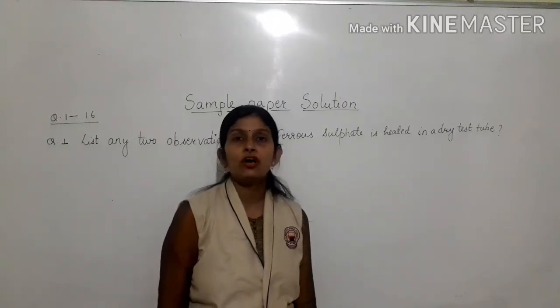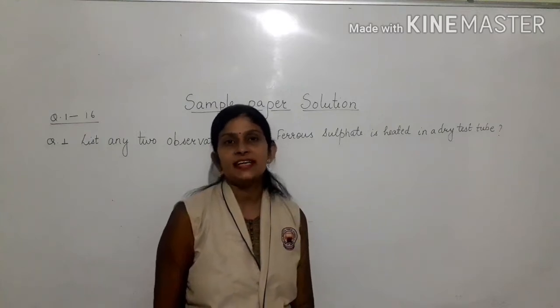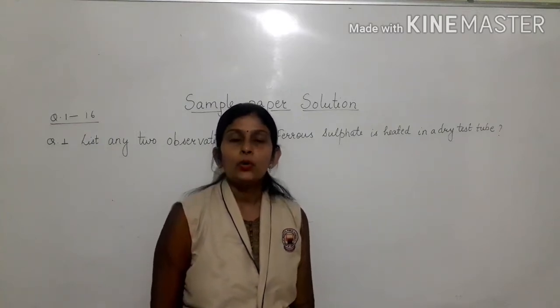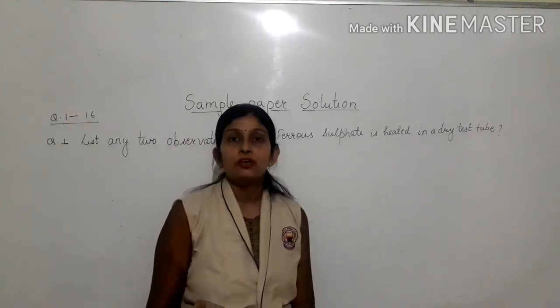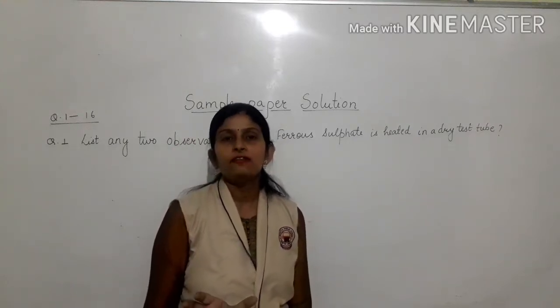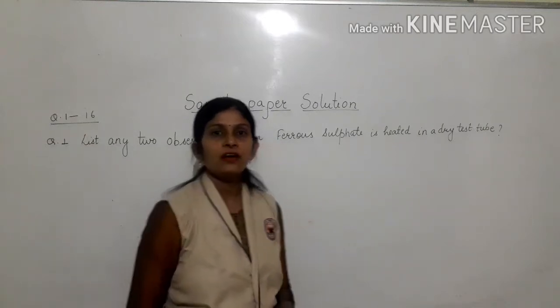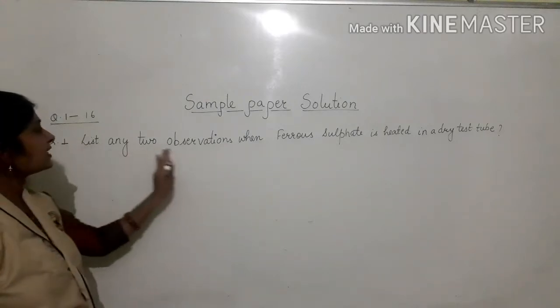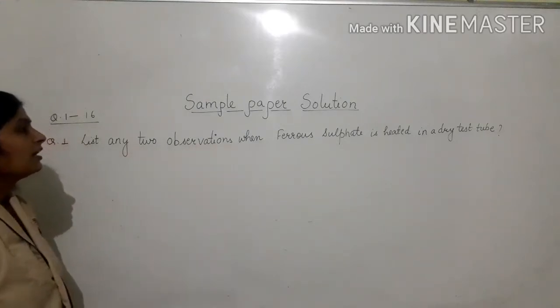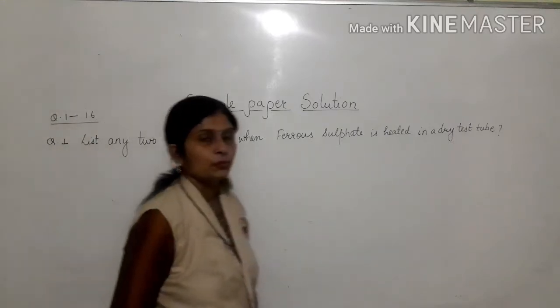Students, today we will solve the sample paper issued by CBSE recently. Now, you are very well aware of the pattern of the question paper which was discussed with you in the previous video session. Now, we are with our very first question. List any two observations when ferrous sulfate is heated in a dry test tube.